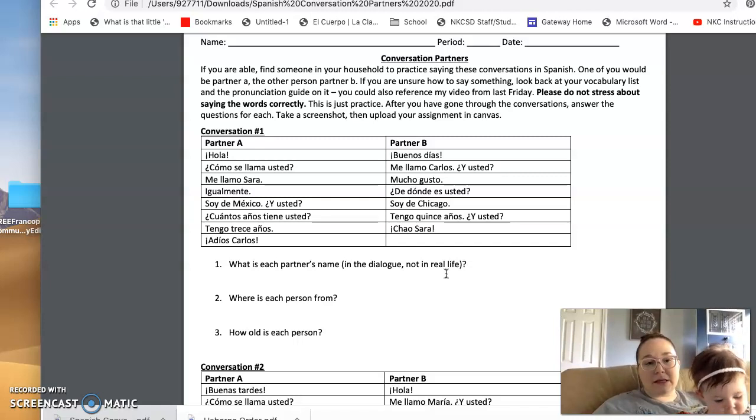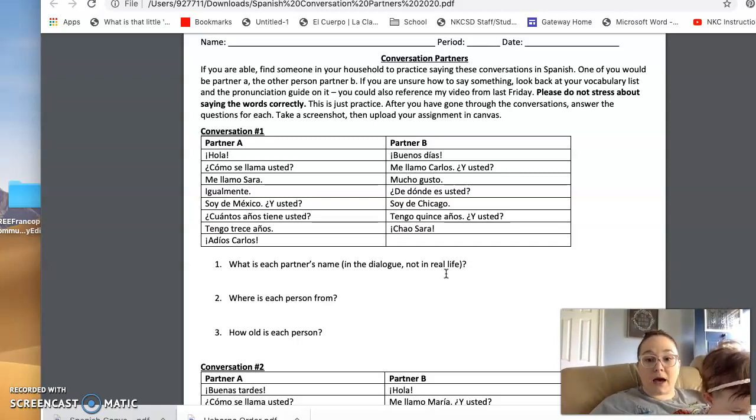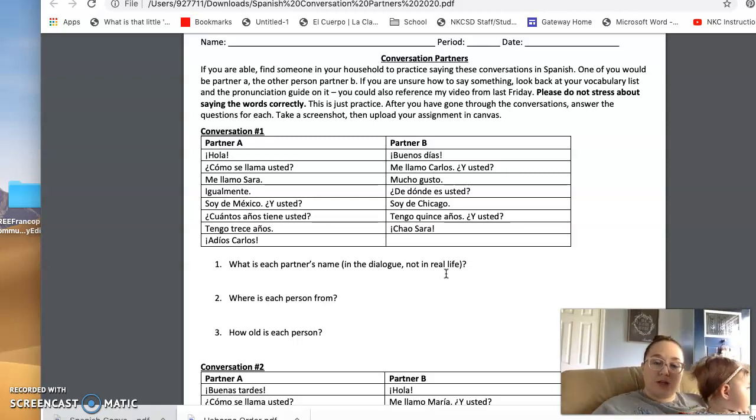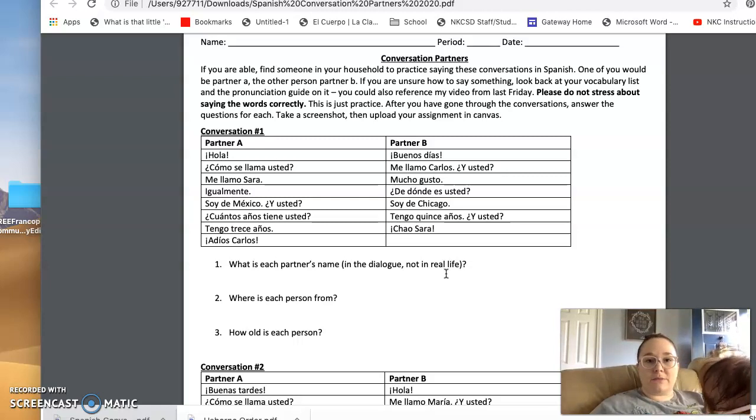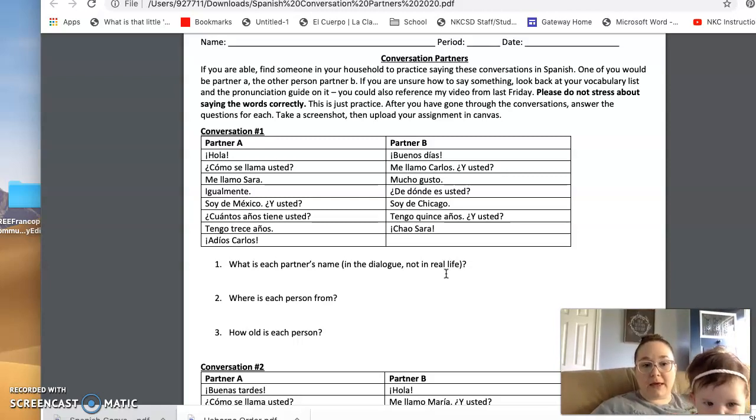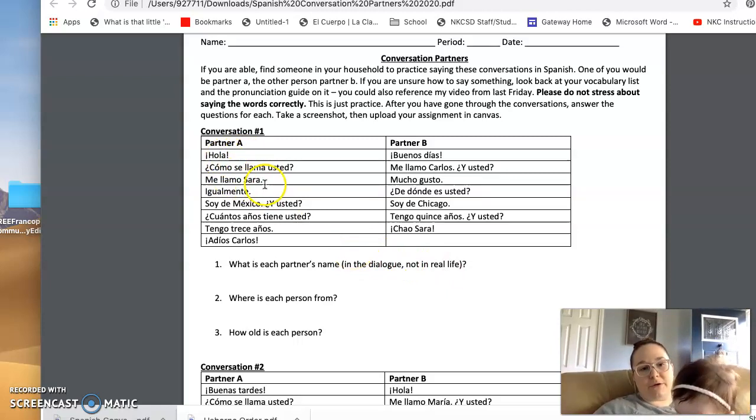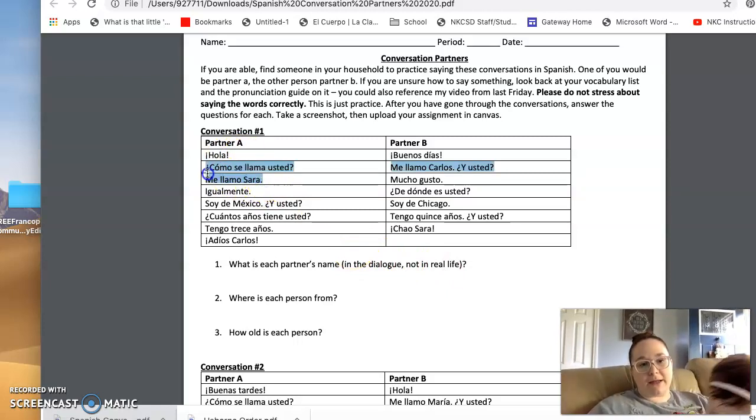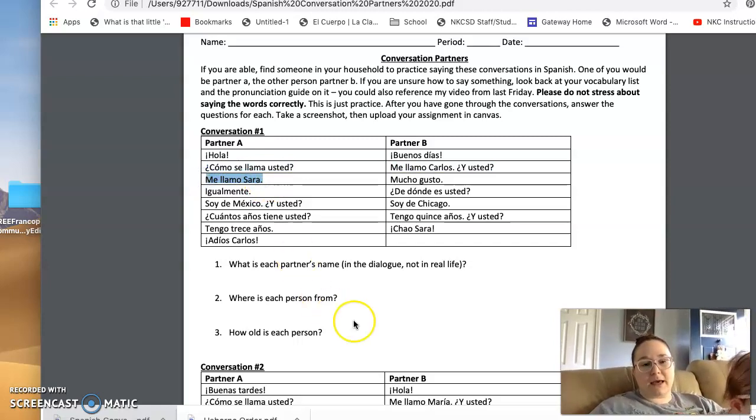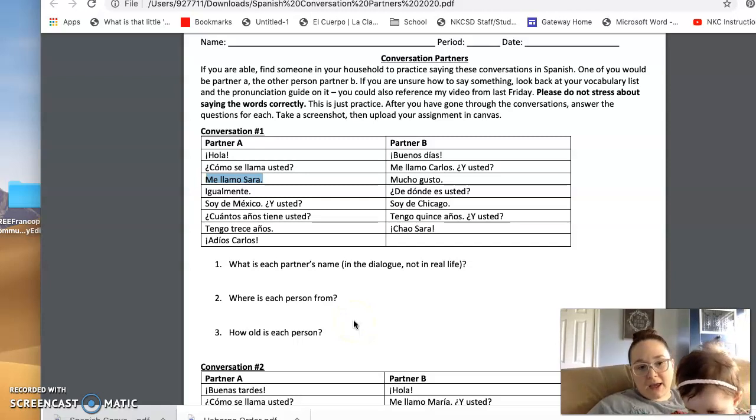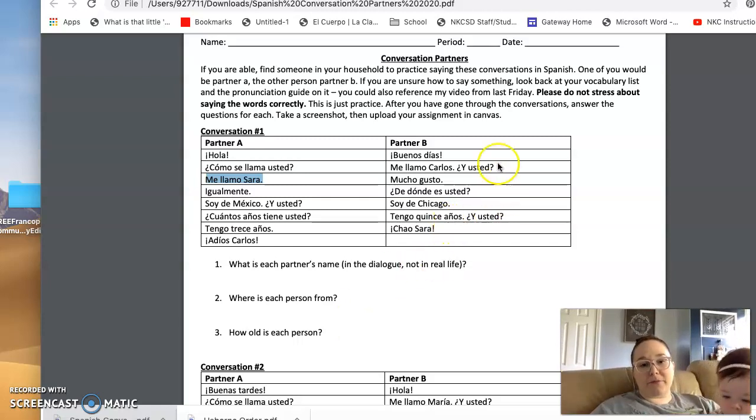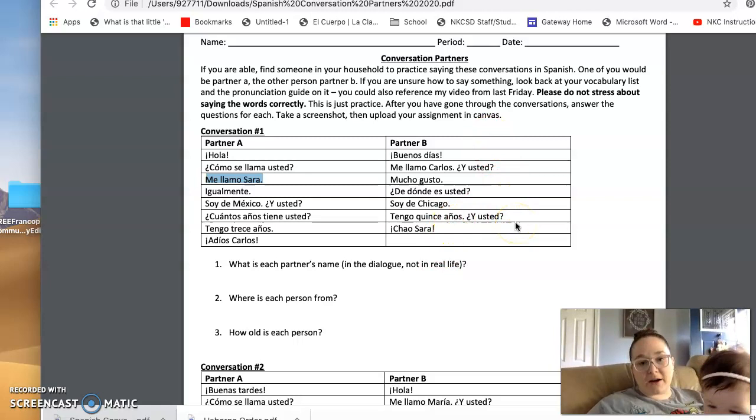So if I go back to my list, I know that to say my name is would be me llamo. So I'm going to go to the conversation, figure out where each person says me llamo, and then whatever comes after that is going to be my answer. So for partner A, I need to figure out where they say me llamo. So obviously right here, I'll highlight it. Partner A says me llamo Sara. So the answer for number one would be Sara, and then I've got to come over to the partner B side and find out what their name is.